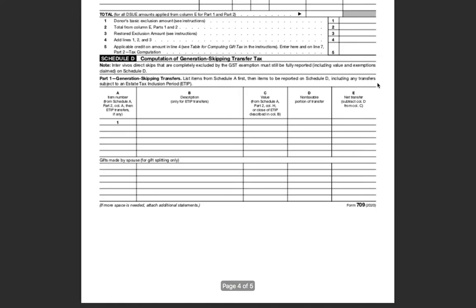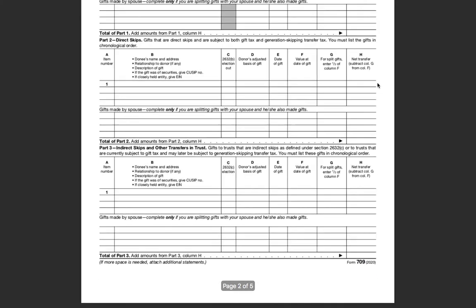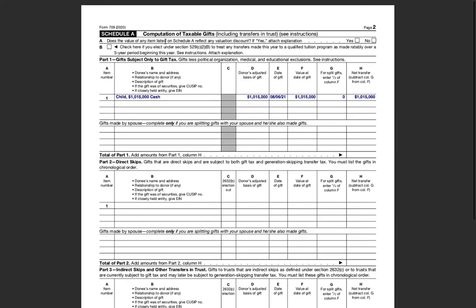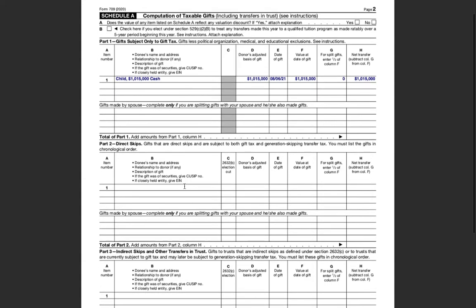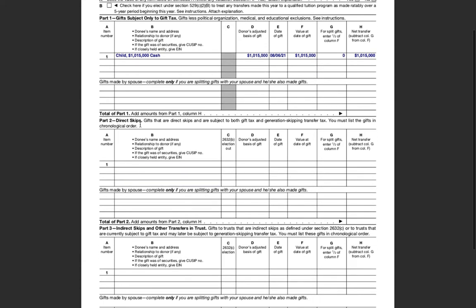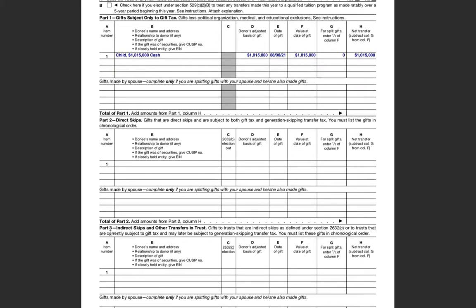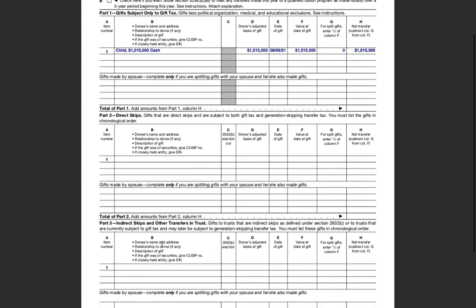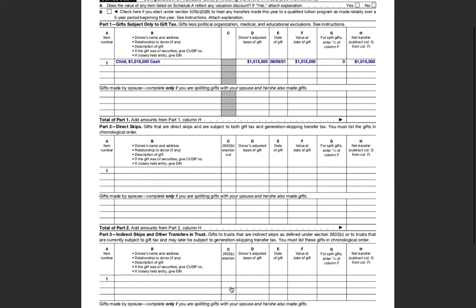I'm just going to go to Schedule A. Schedule A is the computation of the taxable gift. Part 1 is gifts subject to only gift tax. Part 2 is direct skips, which is for generation-skipping tax. We don't have a generation-skipping tax here, so we don't use this. Part 3 is the same thing, generation-skipping, indirect skips, so we don't use it. Parts 2 and 3 we skip, and we go straight to Part 4.